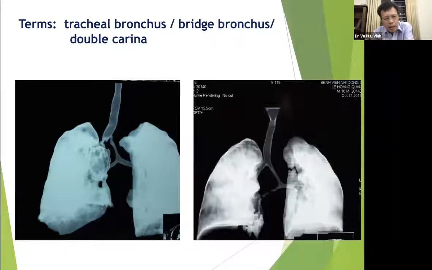But in the literature or other publications, you may see tracheal bronchus, which means the bronchus arises directly from the trachea, or maybe bridge bronchus. You can see that between the upper carina and lower carina there is a bridge bronchus. This is the bridging between the two carinas, and this bridge is the most stenotic part in this anomaly.